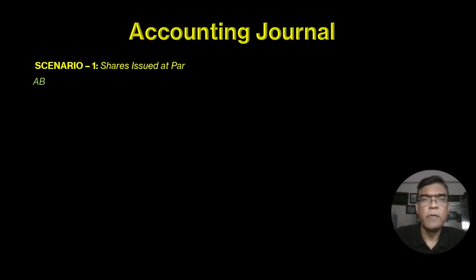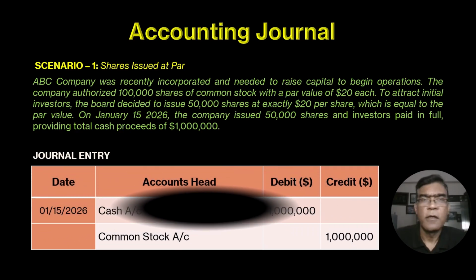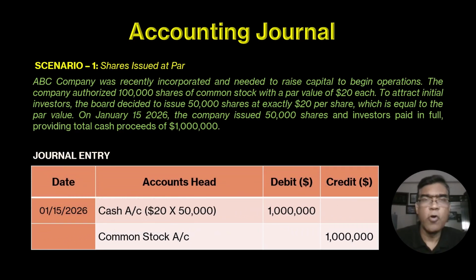Accounting journal. Here's how we record the first equity transactions. Shares issued at par. ABC company issued 50,000 shares at $20 each, matching the par value. The entry is straightforward. Debit cash for 1 million and credit common stock for 1 million. Notice that there is no additional paid-in capital here because the shares were issued exactly at par. This forms the foundation for understanding later scenarios when shares are issued above or below par. Clear?